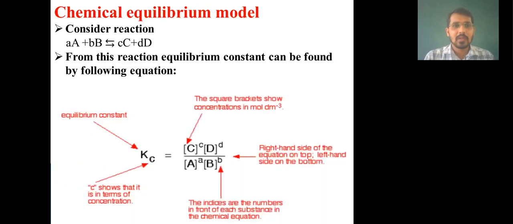After that, what is a chemical equilibrium model? How to form the chemical equilibrium constant equation? What is the significance of that equation, and what is the requirement for that equation? We should have an equilibrium reaction, that is a reversible reaction, meaning the rate of the forward reaction is equal to the rate of the backward reaction.